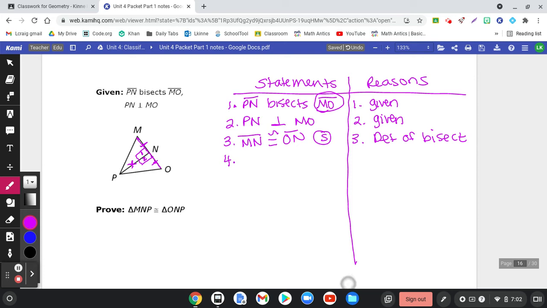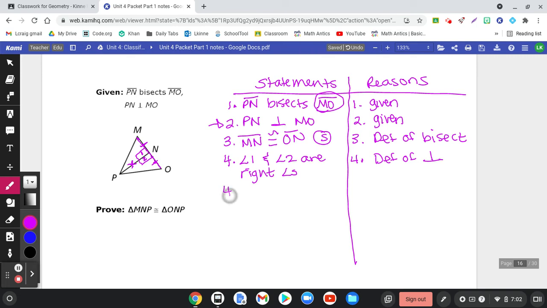Okay, so let's deal with that perpendicular. Angle 1 and angle 2 are right angles. Can't jump to say that they're congruent yet. We're going to say that they're right. And the reason that we knew that they were right was from this right here: definition of perpendicular. And you can use the symbol.